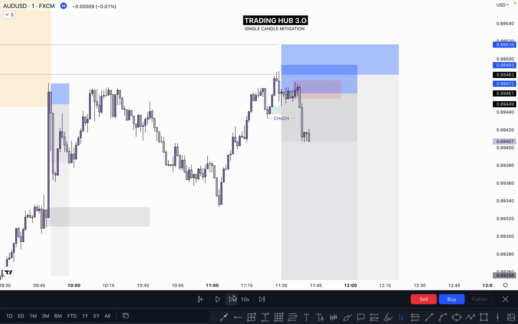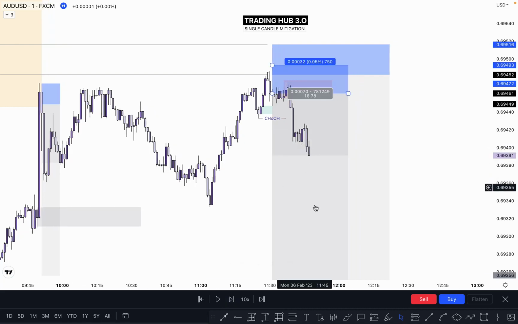Okay, so let's see what happened next after this one. Okay, finally what happened here, the market created inducement at this point, right. So once the market creates inducement, we can sell here in two possible scenarios.